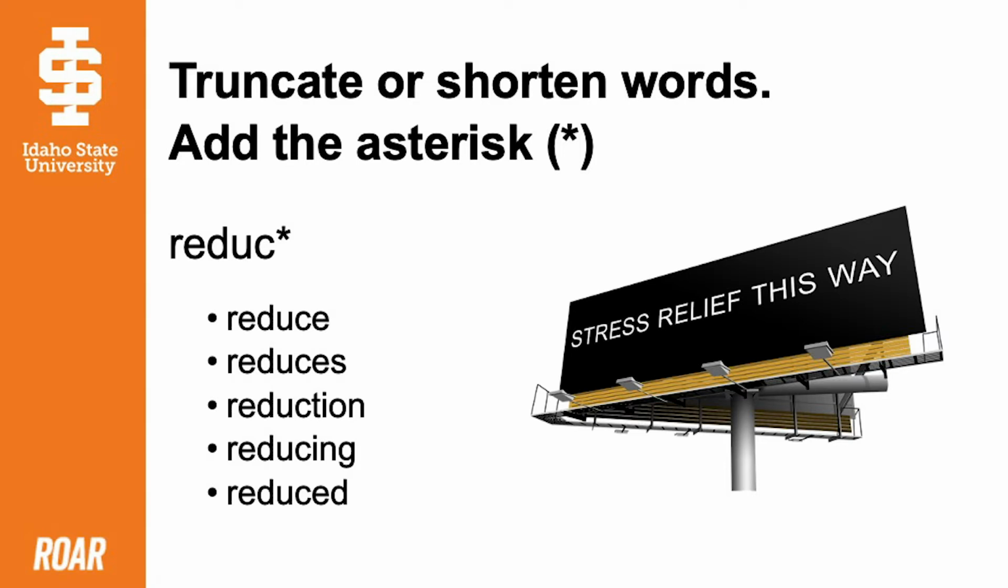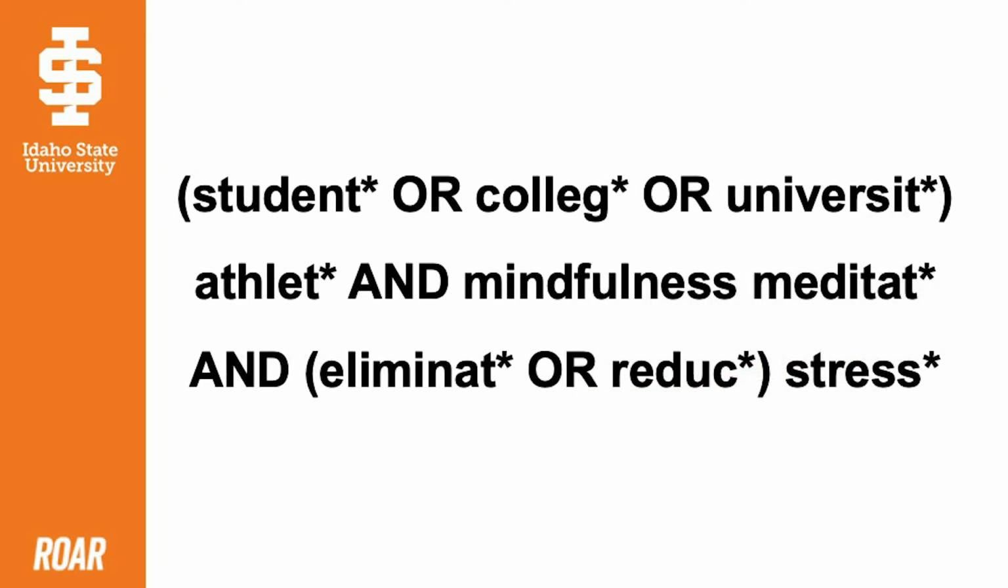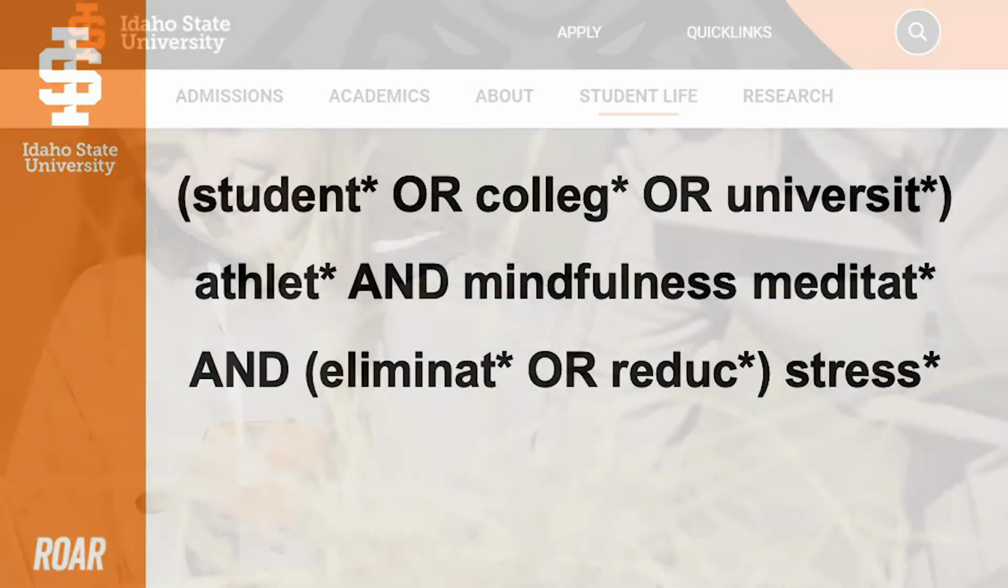Using the asterisk may prove to be a wise strategy because it can increase the number of useful sources you find. The more keywords that you use and connect with the Boolean operator AND, the fewer results you will get. However, thinking of synonyms and connecting them with the OR operator will increase the number of results that you find.